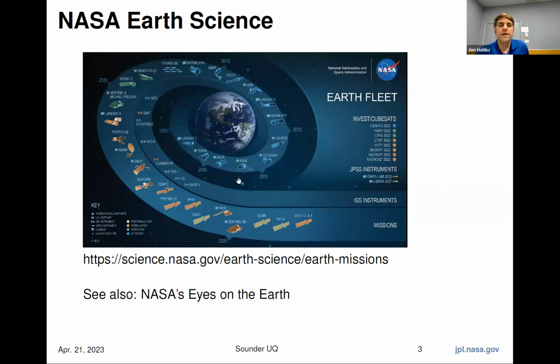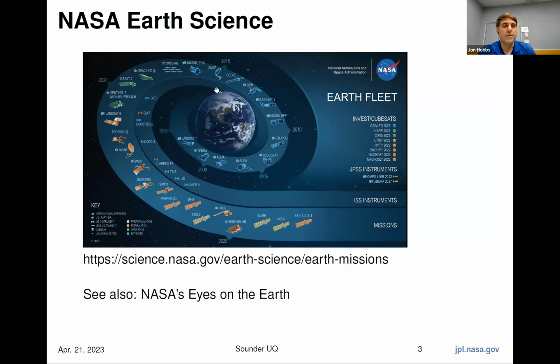missions of interest here. Near the inner spiral is Aqua, which was launched in 2002, and it contains the AIRS instrument, which we'll be talking about in this presentation. Aqua has been in orbit for over two decades and has really provided some very valuable data for understanding the Earth system, and we'll talk about AIRS' role in that. And then a few others of note that myself and colleagues have worked on. Orbiting Carbon Observatory 2 is out here, launched in 2014.